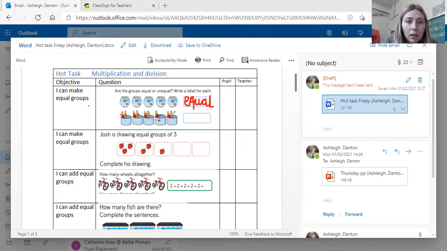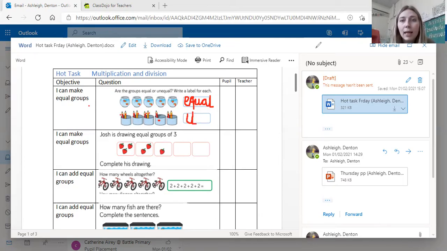Okay, and I'm going to have a look back along. Now this one was different. There was only 1 in this group and all of the others had 2 in. So this is unequal because there were not the same amount in each of my pots. Now Miss Denton's not going to write unequal because that will take too long. I'm just going to write a U. Okay, because they are unequal.